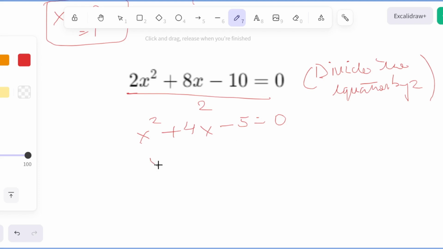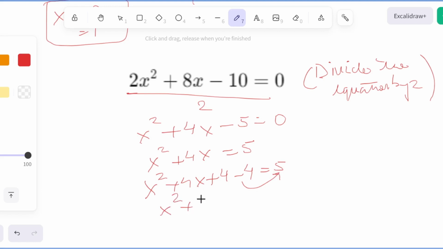Now it's the same thing. Take minus 5 to the other side, and we have to take half of the coefficient of x, square it, and add and subtract. So half of 4 is 2 and 2 square is 4, and now 4 has to be added and subtracted. So this becomes x square plus 4x plus 4 minus 4 equal to 5. This minus 4 you can take to the other side. So this becomes x square plus 4x plus 4 equal to 9.